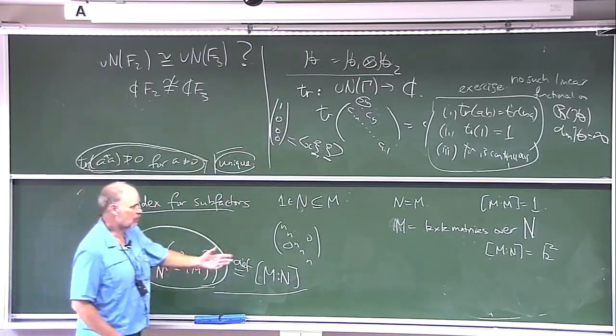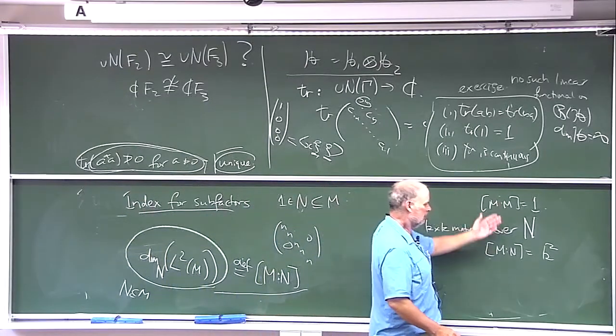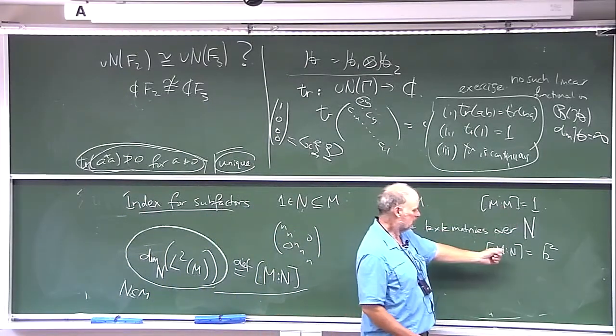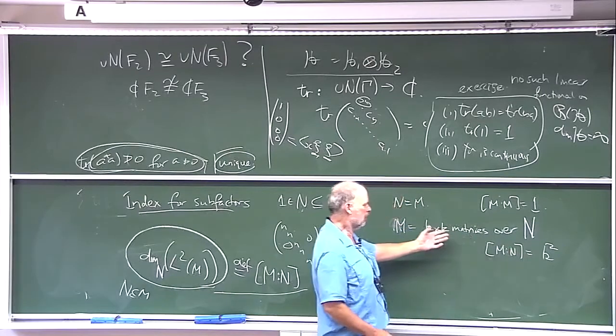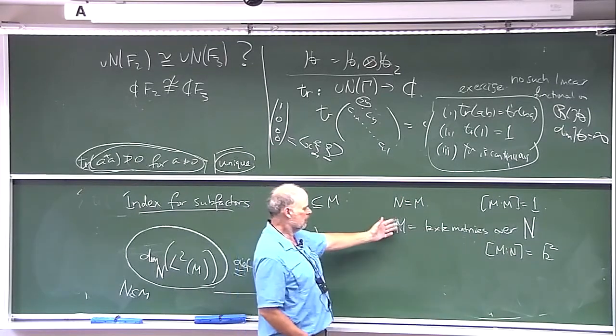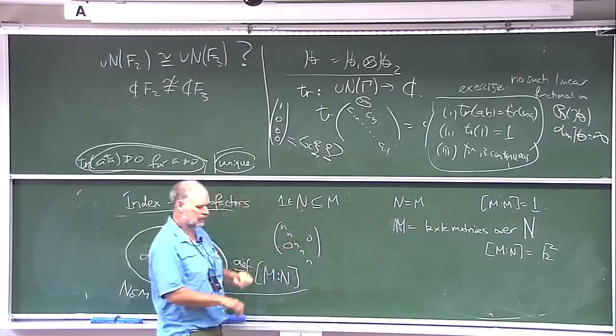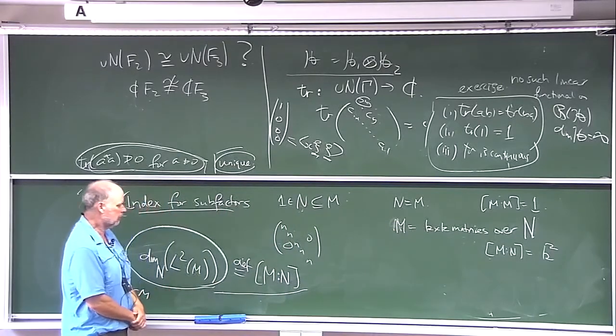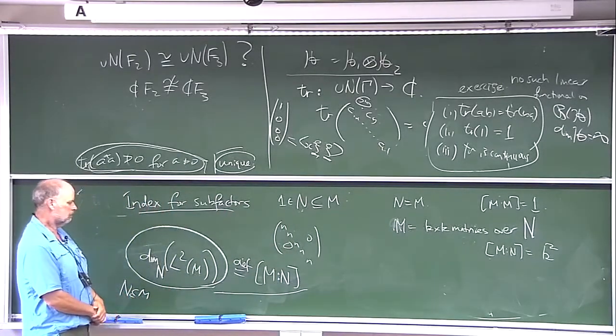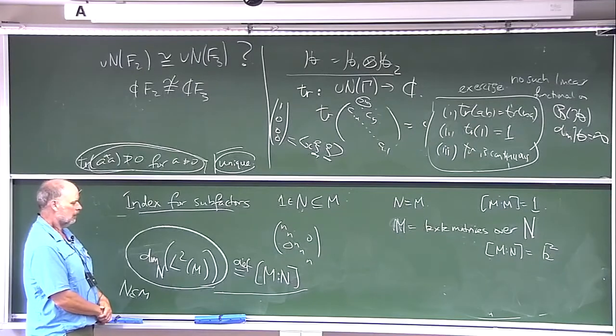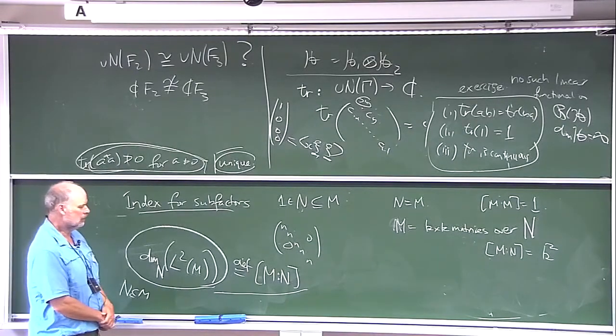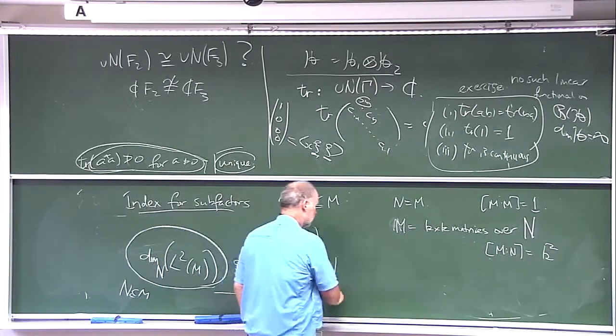So obviously the index of M in M is equal to 1. That was the way we normalized the dimension. And obviously this is true also because we can see the decomposition of L2 of M in this case as the direct sum of K squared copies of L2 of N. So we've got an interesting notion. Let's do another example.